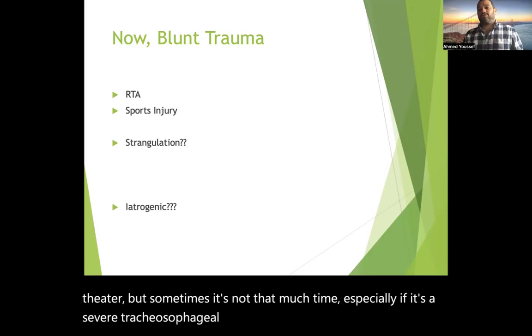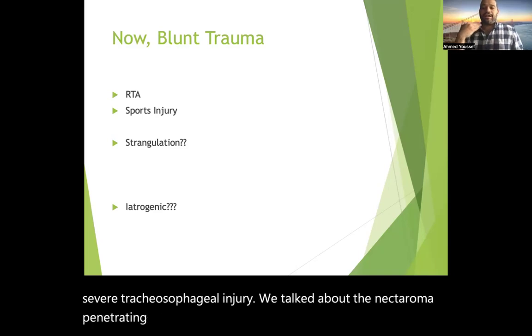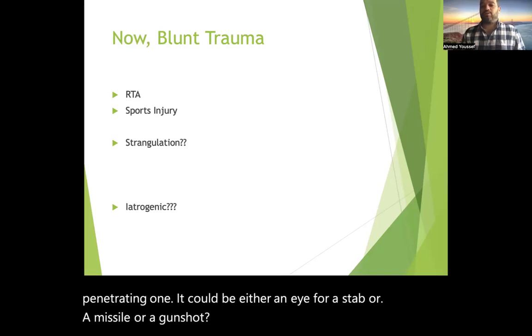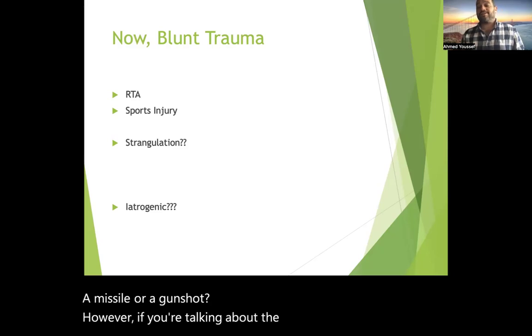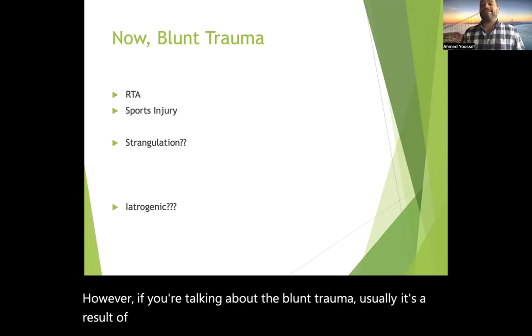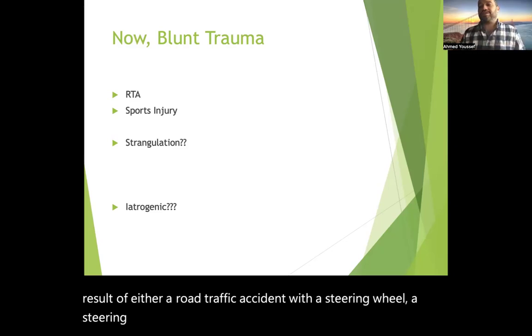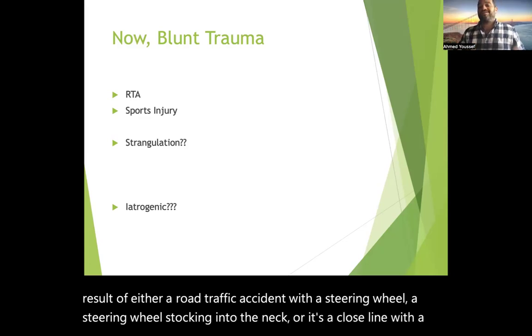We talked about the penetrating neck trauma. It could be either a knife or a stab or a missile or a gunshot. However, if you're talking about blunt trauma, usually it's a result of either a road traffic accident with a steering wheel striking the neck, or it's a clothesline with a belt, or it could be a strangulation.